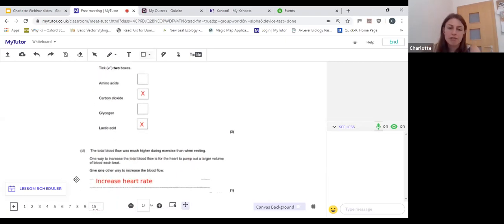And increasing the heart rate was the other way to increase the blood flow. So you can increase the volume of blood being given out with each beat, but you could also increase how many beats per minute of the heart you have, so increase the rate. That one was a little bit more tricky.